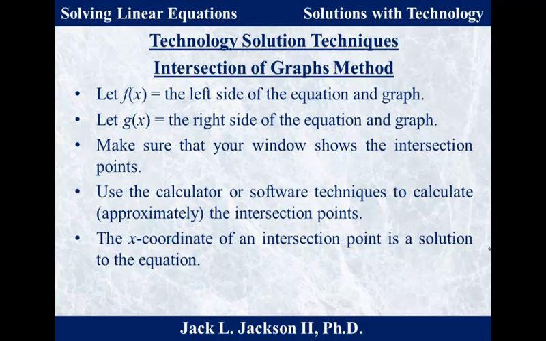So if you've got an equation, let f of x be the left side of the equation and graph that. And let g of x be the right side of the equation, and graph that. We have 2 graphs, and we want to know where they cross each other. So make sure your window shows any intersection points that they have, and use your calculator or software techniques to calculate the intersection points, and oftentimes these are approximations. The x-coordinate of the intersection point is what we're looking for. That's the solution to the equation. Now, if they don't cross at all, then you've got a contradiction. If they cross more than once, then there is more than one solution. We have a solution set of multiple points. If they only cross once, then we get a unique solution. When we're looking at linear equations, we're going to get unique solutions, just one.